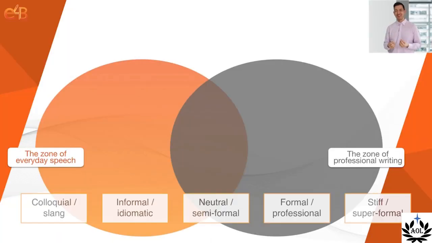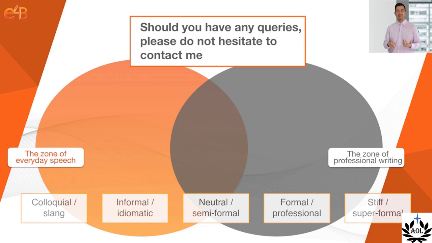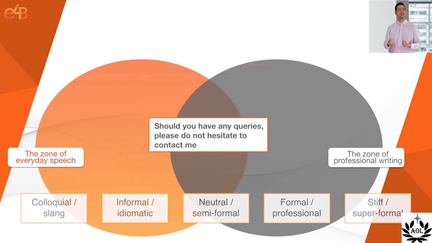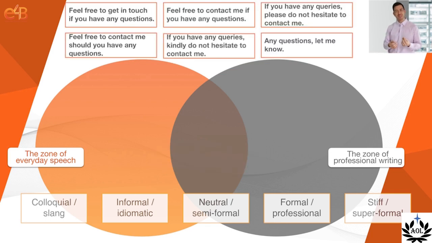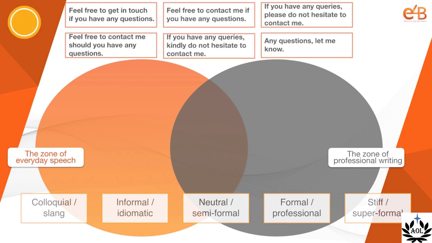Now we're going to explore a phrase which is used quite commonly in professional emails. Very often people will write, should you have any queries, please do not hesitate to contact me. Quite common in many professional or formal emails. What we're going to do now is we're going to look at 6 ways to essentially say the same phrase and order them according to the formality level, starting with the least formal, going to the most formal.